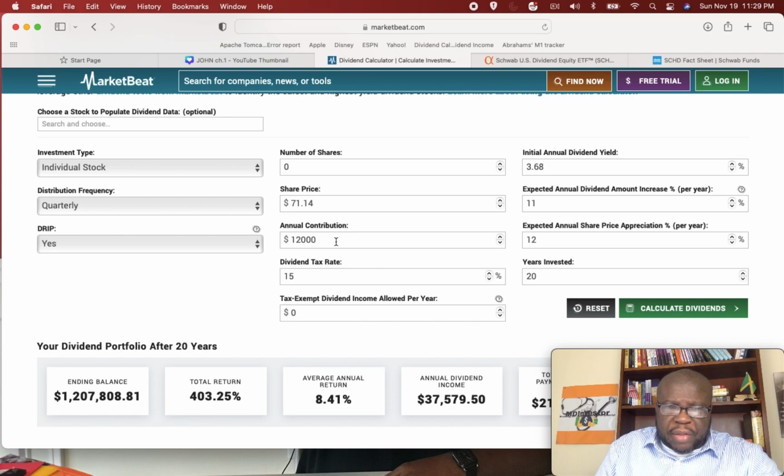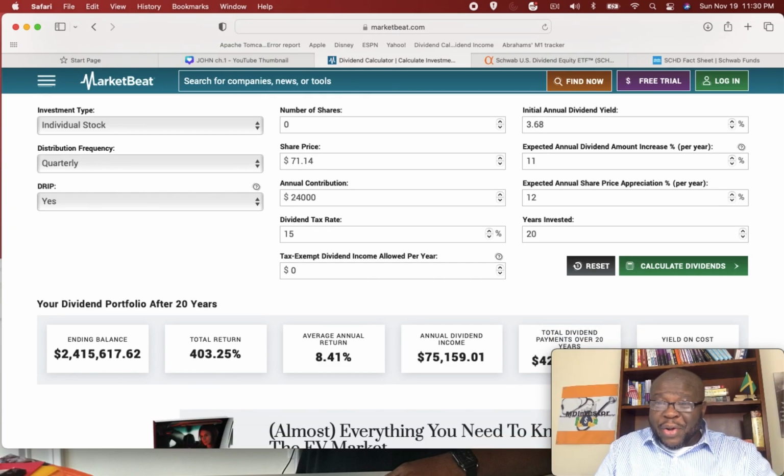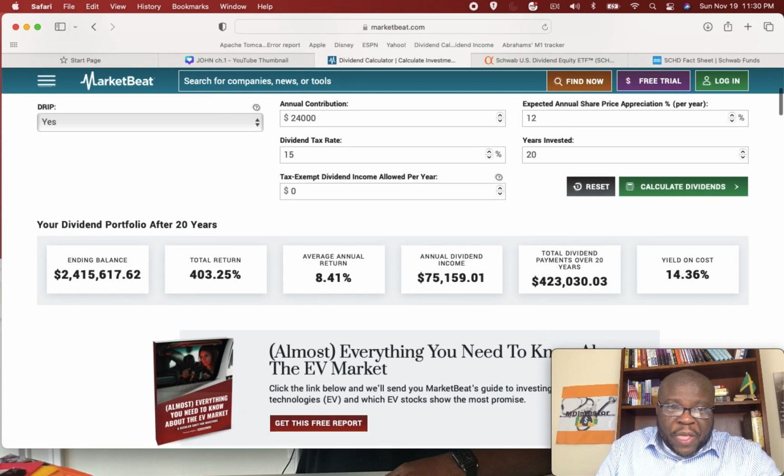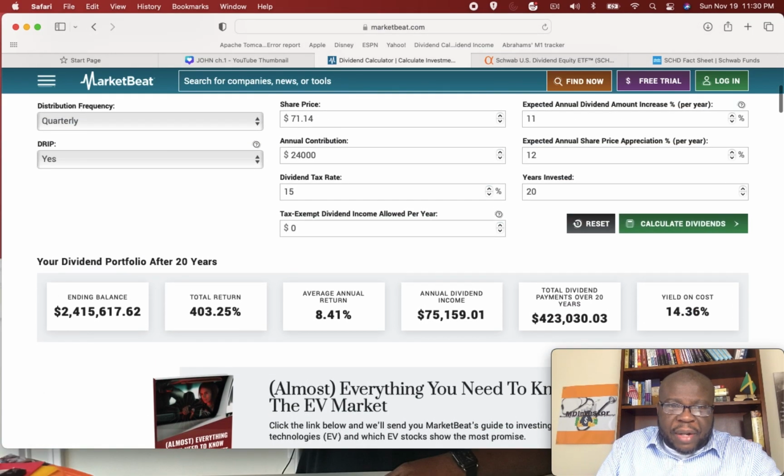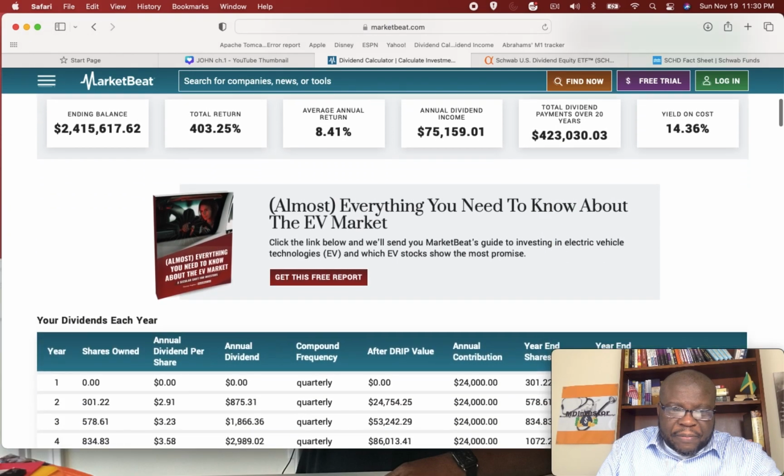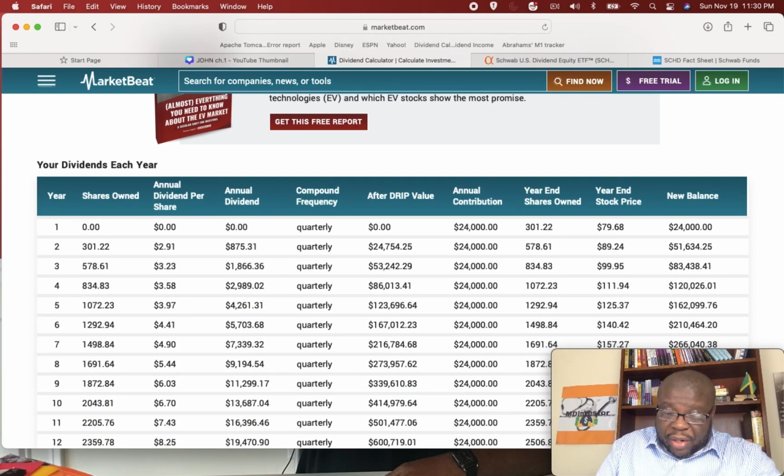Let's do $2,000 a month. So that'll be $24,000 a year. And remember, I put this with a dividend tax rate of 15%. So imagine if you had a portion of this in your Roth IRA, where it'd be tax free. That'd be awesome, right? So here we're doing $2,000 every month, annual contribution $24,000.